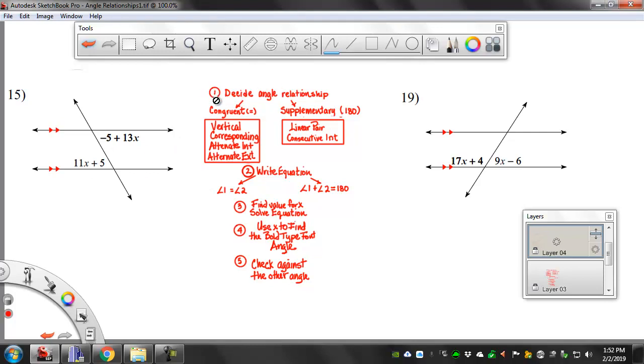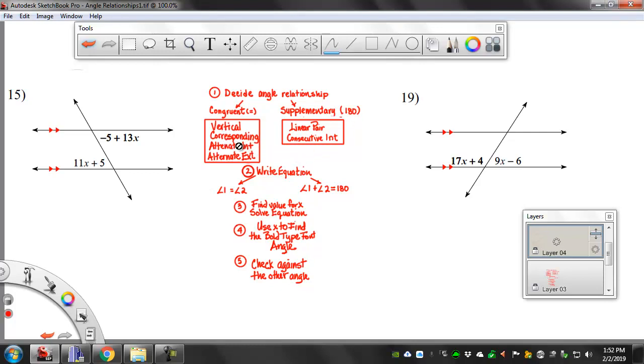First of all, when you look at a problem, you have to decide what angle relationship needs to be used. And there's two types of angle relationships. There's the ones that are congruent. In other words, two angles have to be equal to each other. The other type are supplementary, where you add the two angles together and they're going to equal 180.